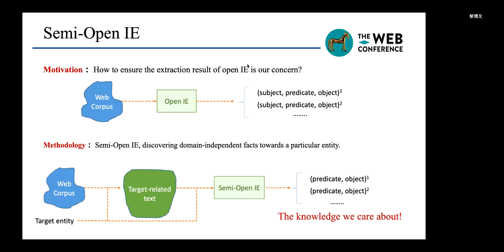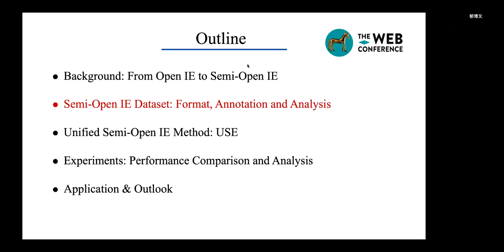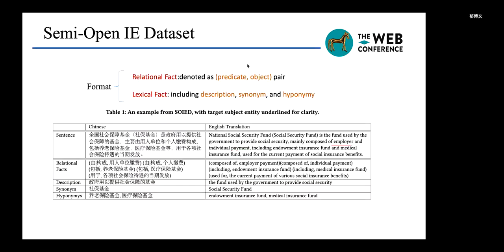To facilitate research on this new task, we released a large-scale human-annotated benchmark called the semi-open IE dataset, SOID. We conclude that most of the factual knowledge related to the target subject entity can be classified into two classes. The first one is relational facts, including description, synonym, and hyponym. Table 1 shows an example for the target subject, National Social Security Fund. In some cases, the predicate or objects in a relational fact may be discontinuous, such as employer payment.